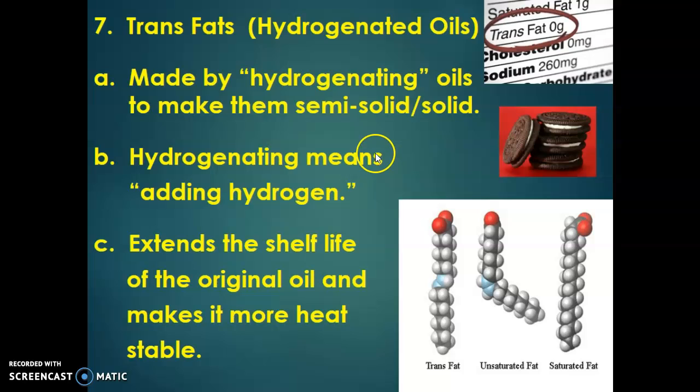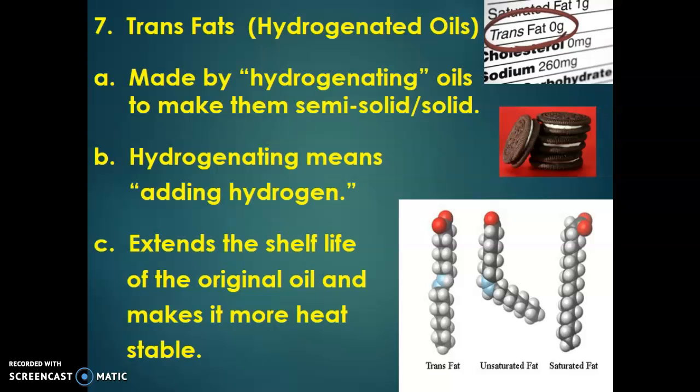Now, why would you want to do that? Well, oils don't have a long shelf life. They don't last very long before they start to go bad. Plus, they're not as heat resistant over time. If you keep using the oil to fry, say, French fries at McDonald's, halfway through the day, that oil starts to break down because of the heat, and you've got to drain it and replace it. People don't want to do that, especially in the food industry.